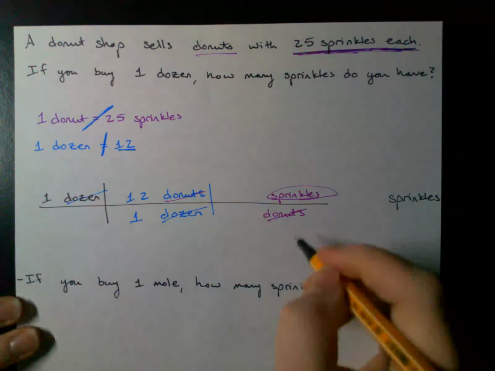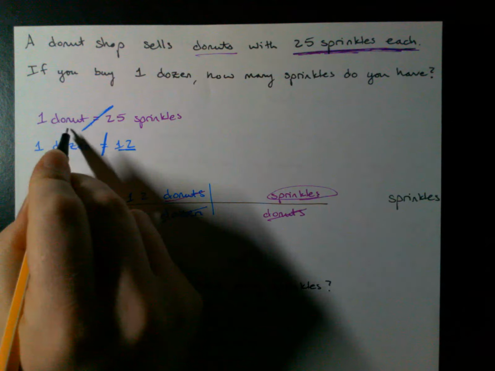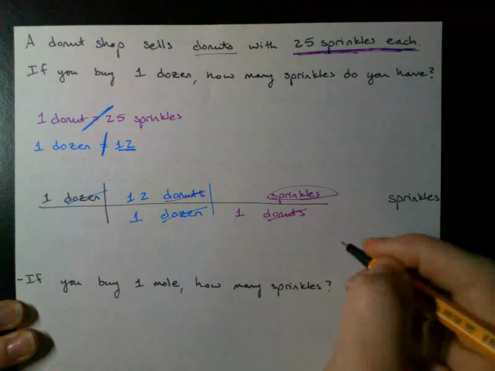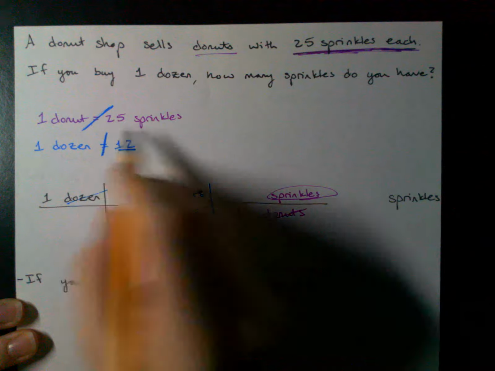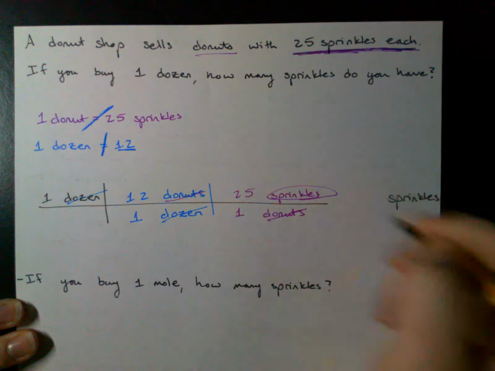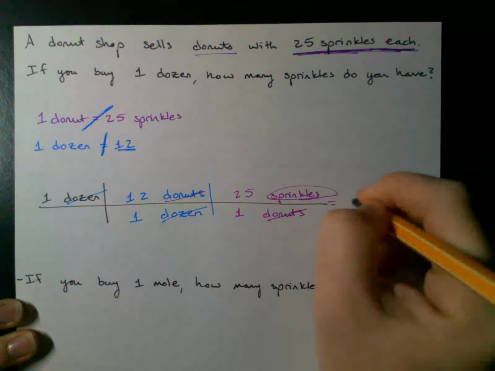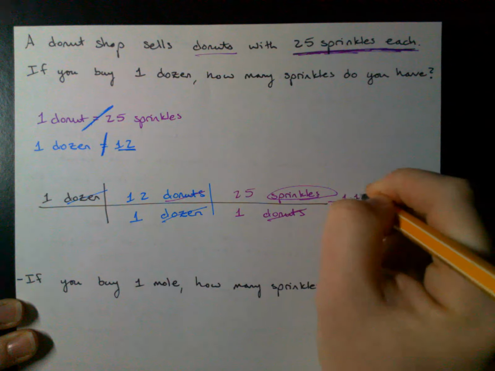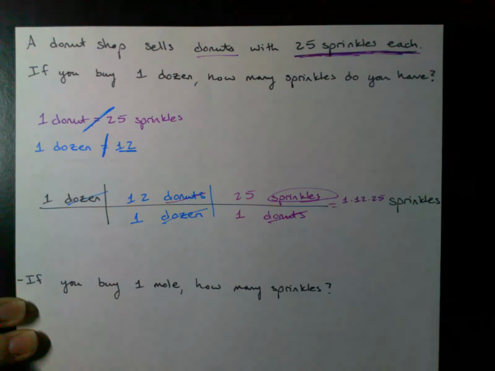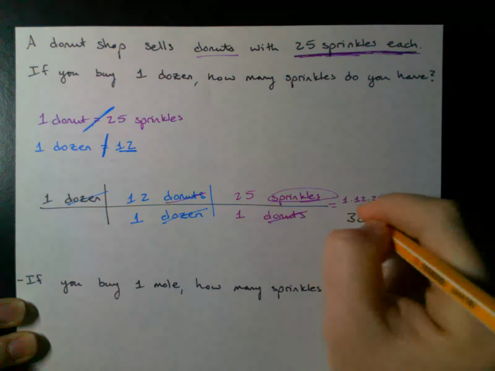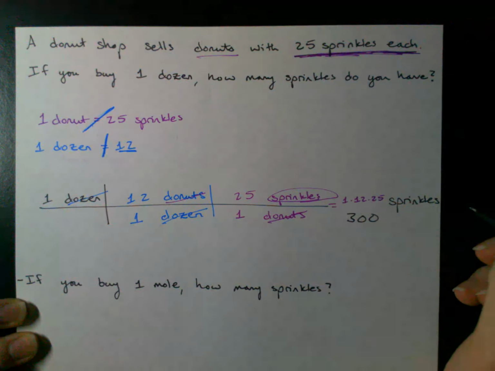And then however many donuts I have, 1 goes with donuts over here, 1 has to go with donuts over here. Also, I know a bunch of sprinkles go on 1 donut. 25 goes with the sprinkles, 25. So this is essentially what is 1 times 12 times 25. This is going to be 300. You can check me if you want. So 300 sprinkles.